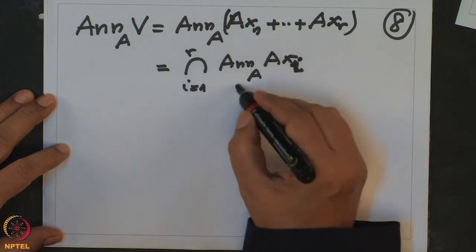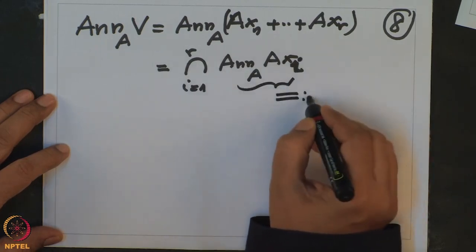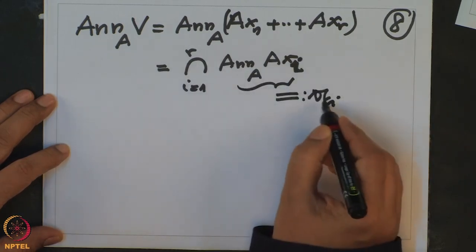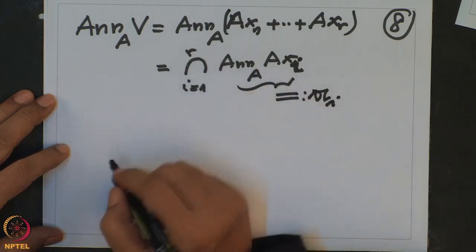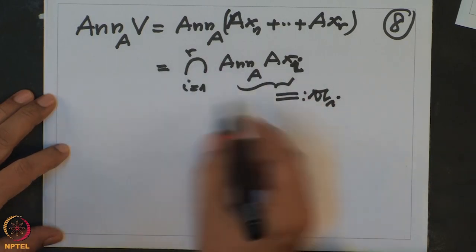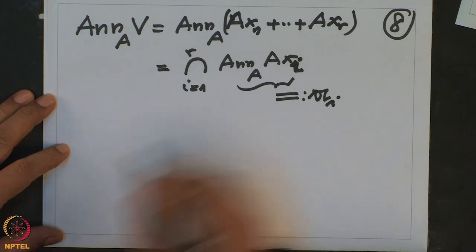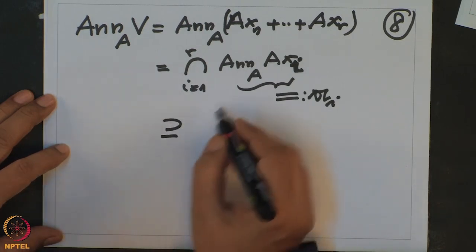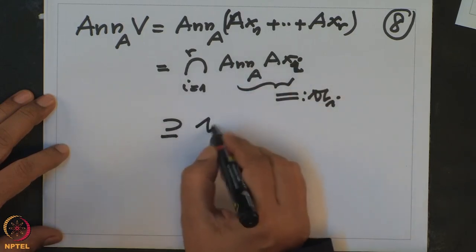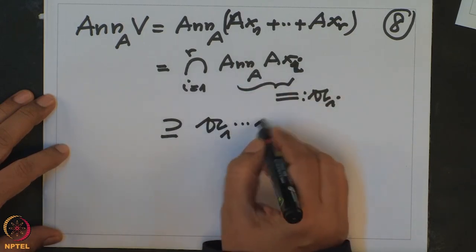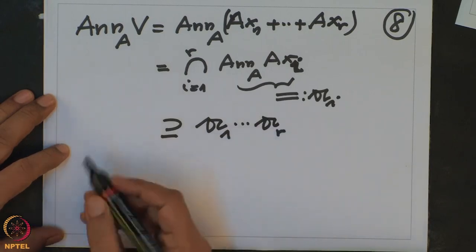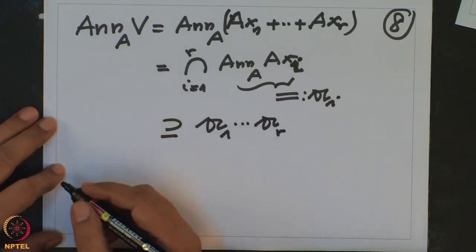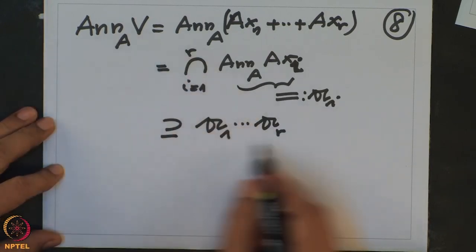So if you call these ideals AIs, these are the ideals in the ring, and this is the intersection of those ideals. And if you have the intersection of ideals, that will contain the product of the ideals. So this intersection is bigger than the product, A1 to AR. So this is what we know about the annihilator.